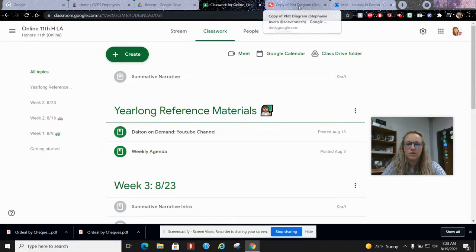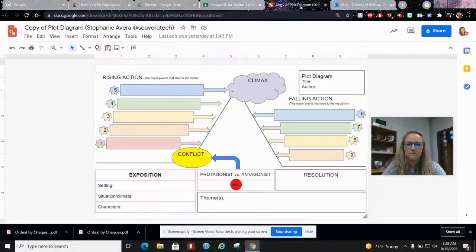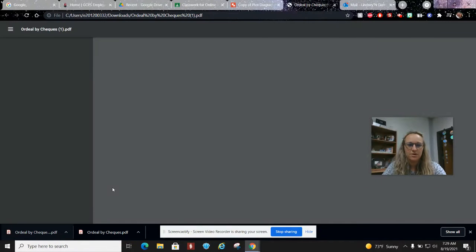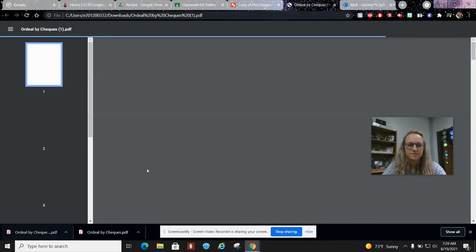All right, so I'm going to show you what you'll be looking at and explain what you will be doing. First things first, I am including this plot diagram for you. It is a Google Drawings document, so you can type right in it, which is pretty cool. But if you want to print a copy and use it at home while you're taking notes, that would be fine too. And you've seen these types of diagrams. We went over the general order of a narrative in our lesson in the previous weeks.